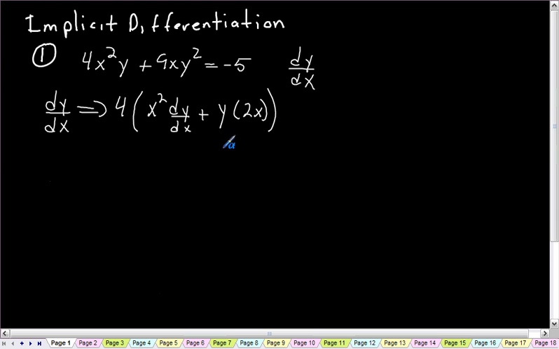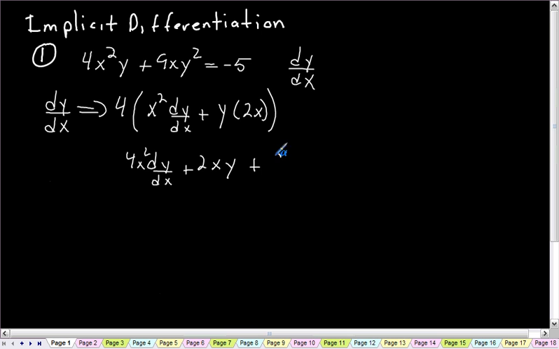Solving this out, this comes out to be 4x squared dy/dx plus 2xy. That's just this part right here. Now we're going to add the derivative of this right here.